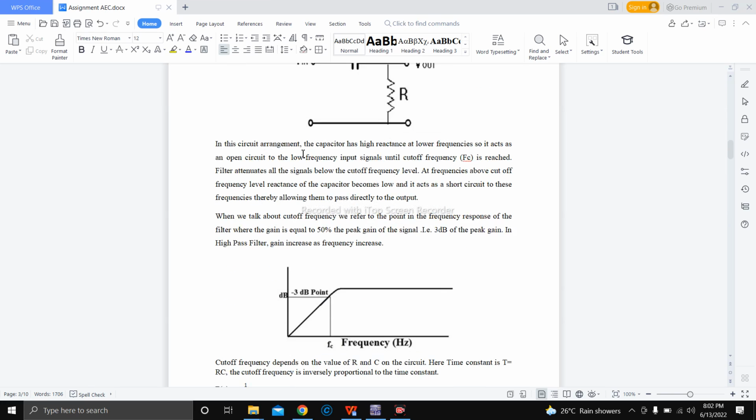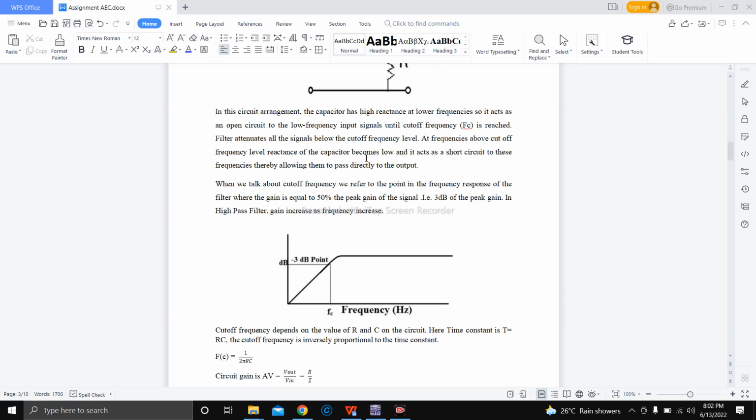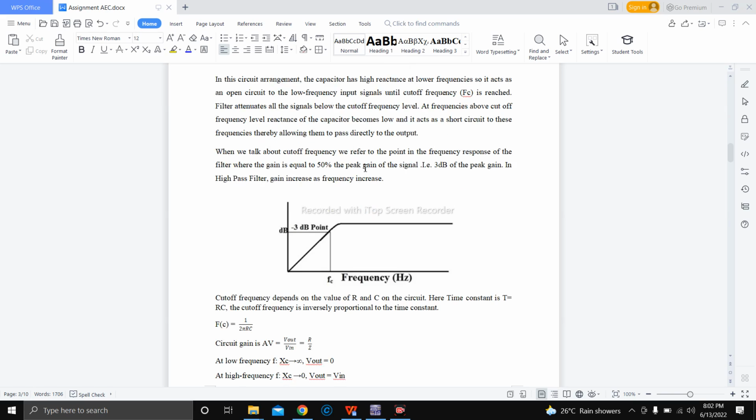In this circuit arrangement, the capacitor has high reactance at lower frequencies, so it acts as an open circuit to the low frequency input signal until the cut-off frequency Fc is reached. The filter attenuates all the signal below the cut-off frequency level. At frequencies above the cut-off frequency level, the reactance of the capacitor becomes low and it acts as a short circuit to these frequencies, thereby allowing them to pass directly to the output.